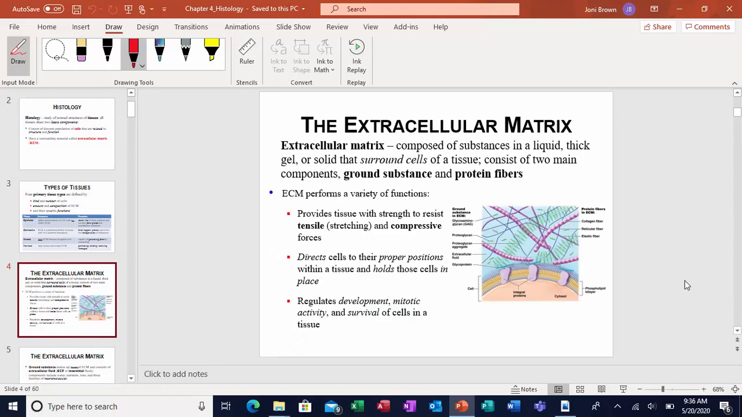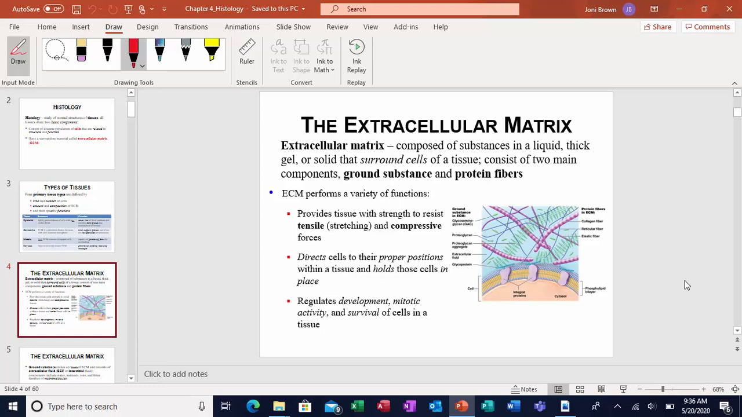Now looking at this extracellular matrix, that's the stuff around the cell. It is liquid or thick gel, or it may even be solid like in bone. And it goes around the cell, and it's got 2 main parts. It's got a ground substance, and it's got protein fibers. The reason you have an extracellular matrix is to give a lot more strength to the tissue so that it doesn't stretch and compress too much.